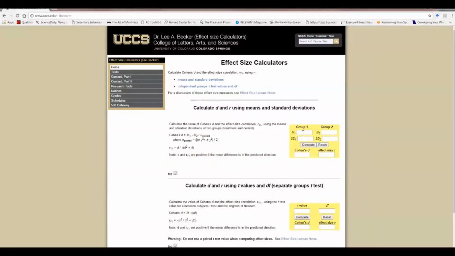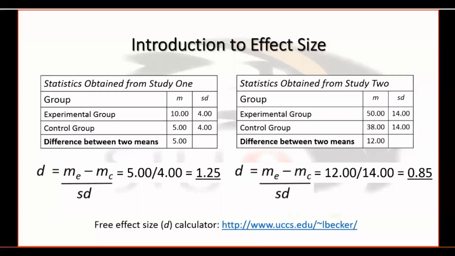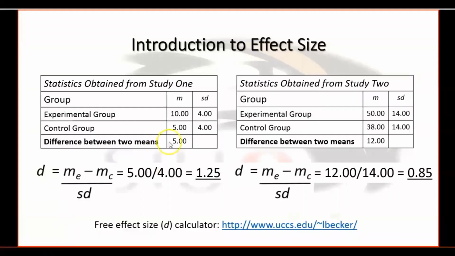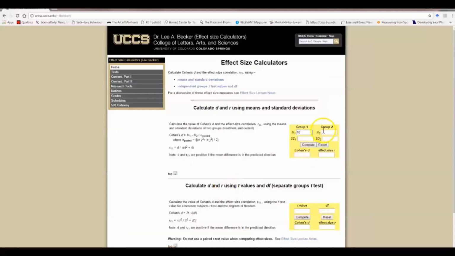So we would take our means from each group. So again, the mean of group 1. And if you recall, I used the same effect size here, so we'll just do the one for study 1 to get the effect size. The standard deviation was 4 for both of them, so we have the means of 10 and 5 and use a standard deviation of 4 for both. So we just plug those in here.